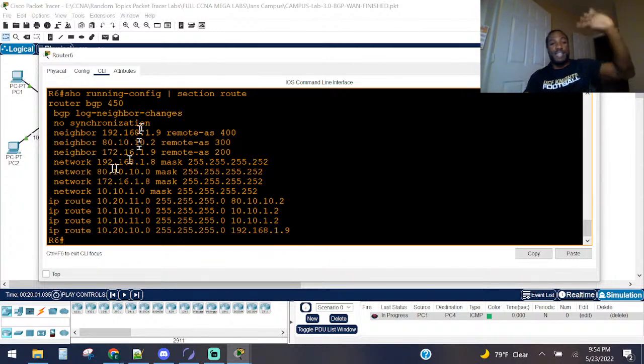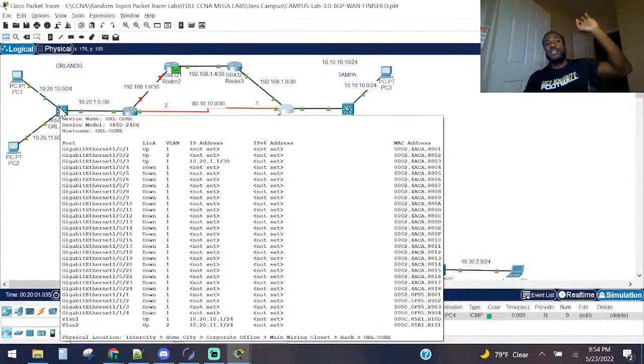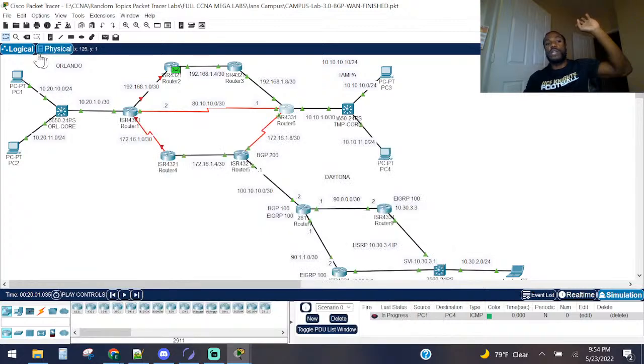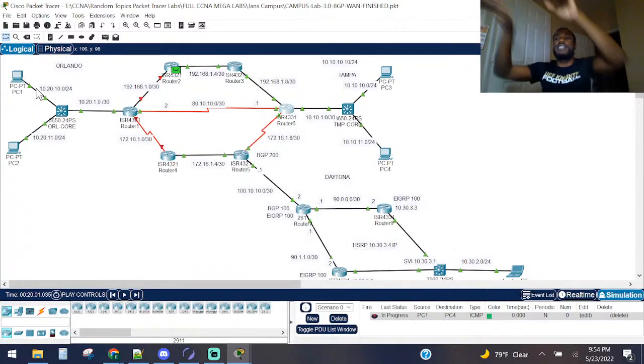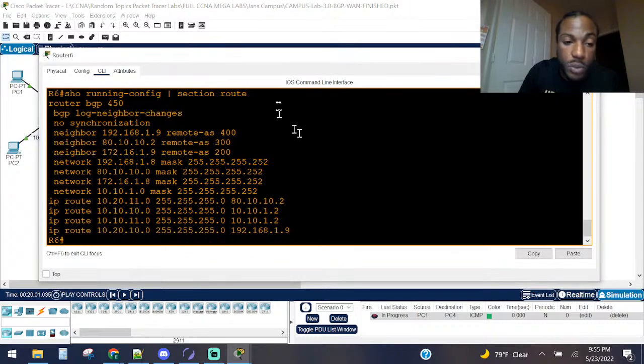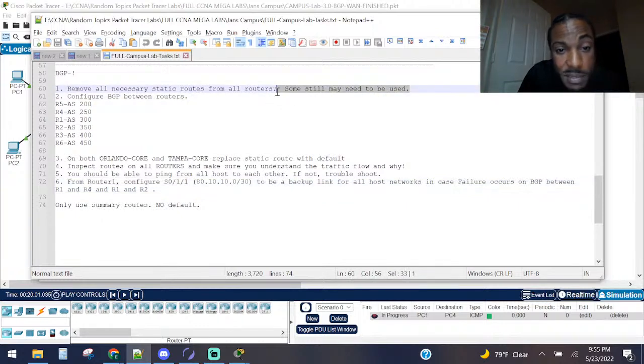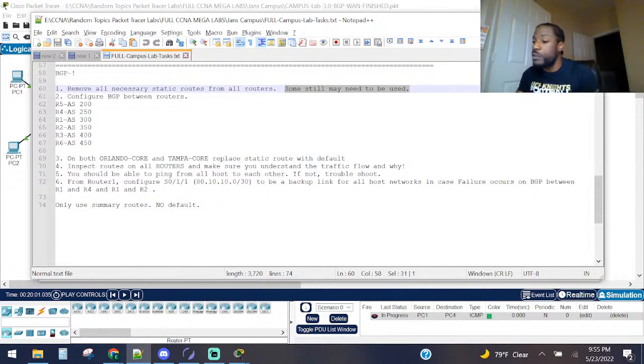Well, the problem, I think, is that these core switches are pretty much the gateway for the local area networks back there. They're not advertising the local area networks. So that's why we have to continue doing static routes to those guys, right? Which he even said in the lab right over here, some may still need to be used. I wish he'd have put that in caps, and I was just like, well, then let me stop being so focused on BGP.